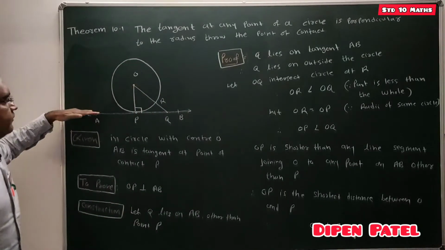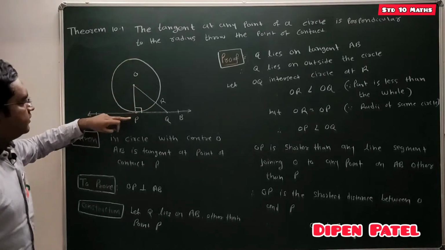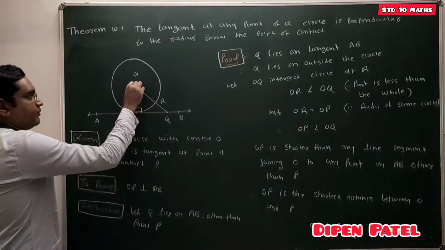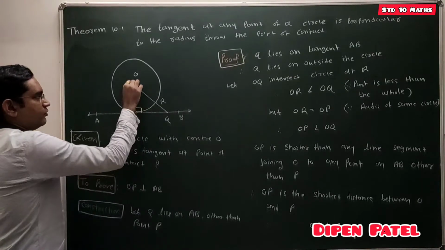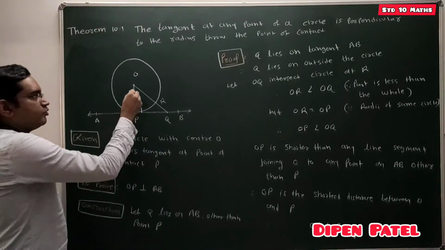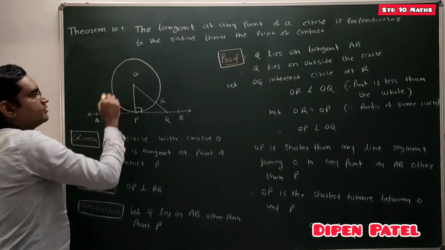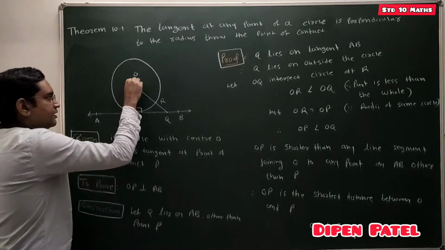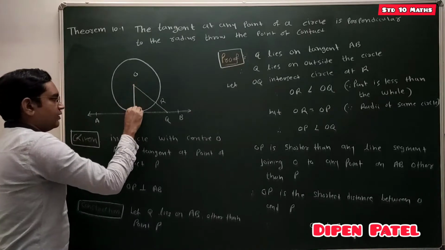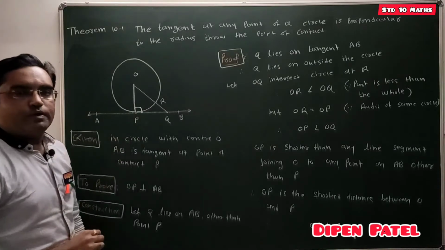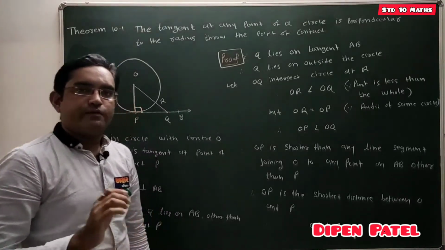Circle is given. If we draw the tangent to a circle, then the tangent will be perpendicular to the radius through the point of contact. That means we have to consider the radius through the point of contact, because we can draw so many radii in this circle, but we have to consider the radius at the point of contact. So this radius and tangent are perpendicular to each other. That we have to prove.